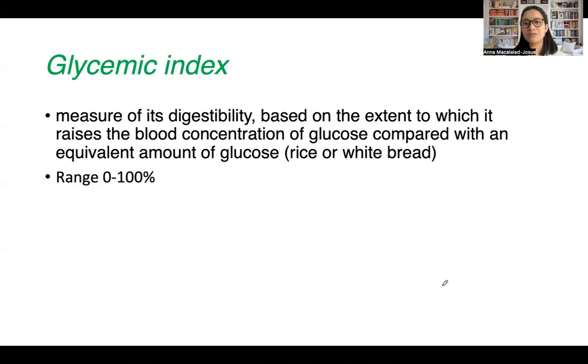So there are certain foods that will have a high glycemic index, and it will raise your blood sugar very high after you consume it. And there are those that have low glycemic index. It will raise your blood sugar to a lesser extent and to a slower extent as well. And it could range from 0 to 100%. 0, you cannot digest it at all. And 100% would be you can digest it completely.